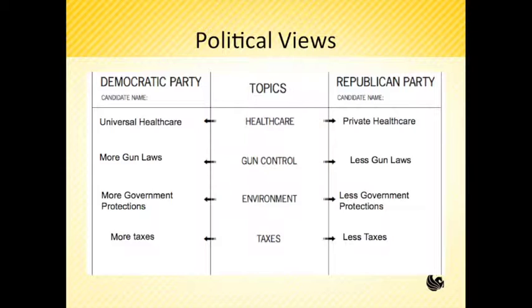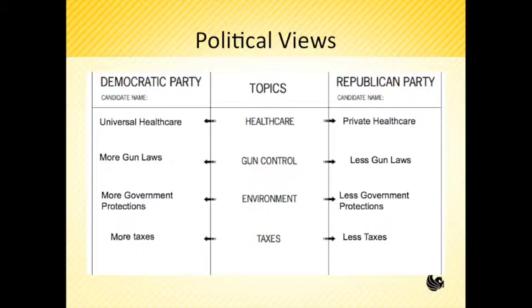The first one we're going to discuss is healthcare. The Democratic Party believes in universal healthcare, so they believe that the government should provide healthcare to people who can't afford it. The Republican Party has the opposite view. They believe in private healthcare, that people should buy their own healthcare and should not rely on the government to provide it for them. The next topic is gun control.